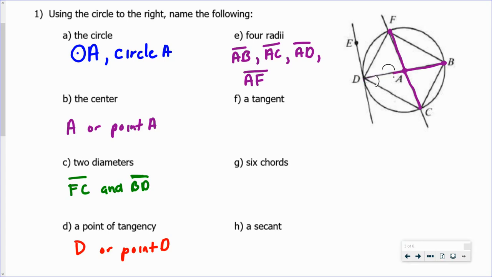Next thing we are asked to find is a tangent. So in this case, we already talked about the point of tangency being point D. So we need the line that passes through point D and is tangent to the circle. In this case, there's only one line that meets that description in this diagram, and that is line DE.